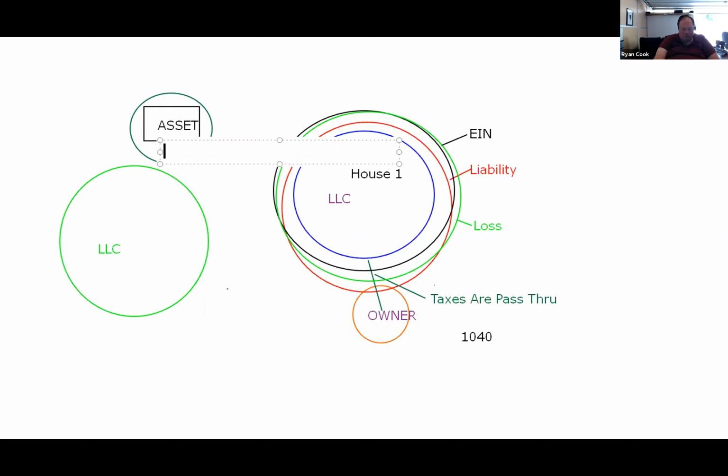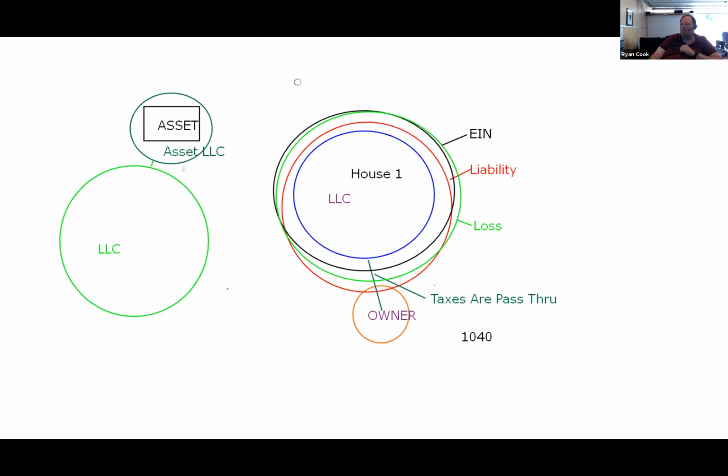So I create its own, we'll just call this Asset LLC, which is now, oh, I don't want that one, I want that one, owned entirely 100% by LLC.